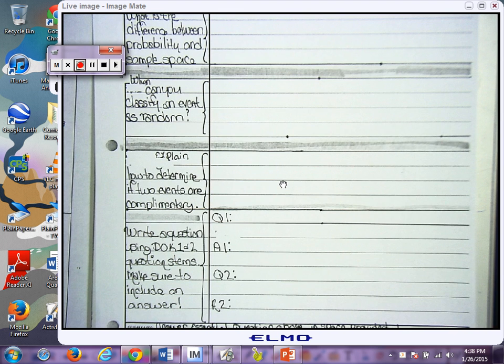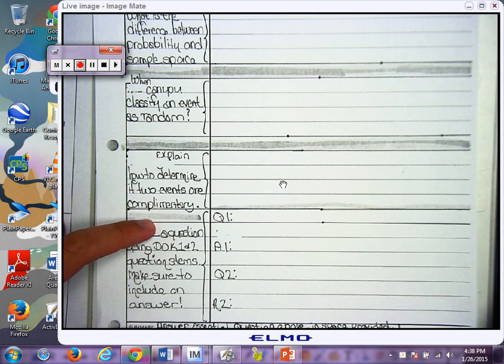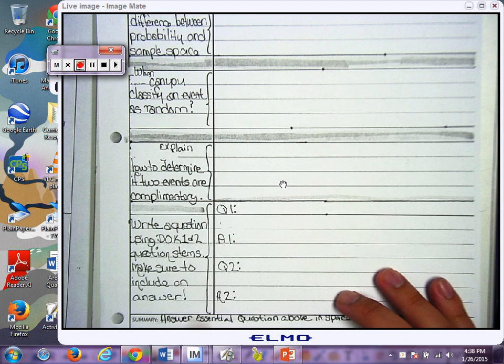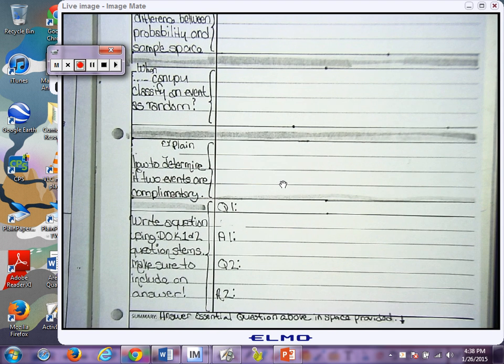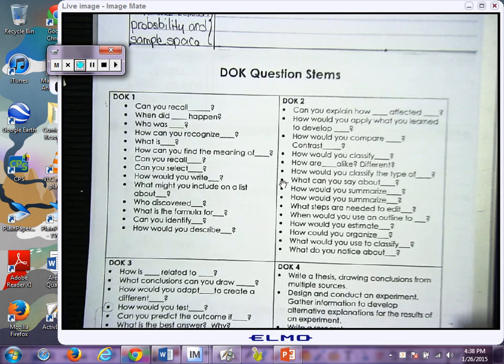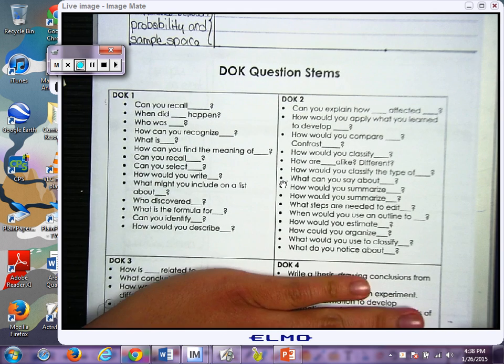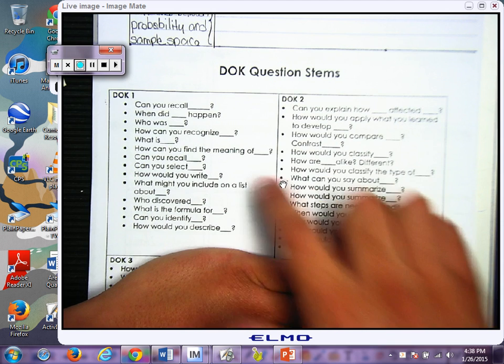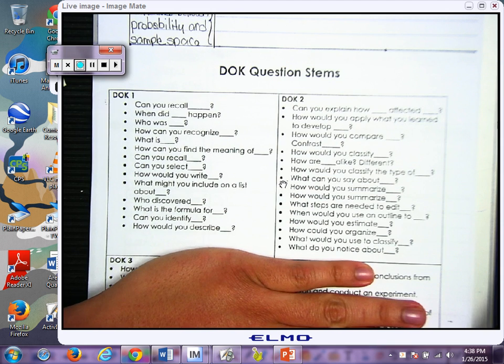Okay, now down here, once you've answered those three questions, you're gonna come up with two of your own questions, and it says write a question using the DOK 1 and 2 question stems and make sure to include an answer. Now don't panic, DOK is going to also be given to you. Now it's just a bunch of question stems.